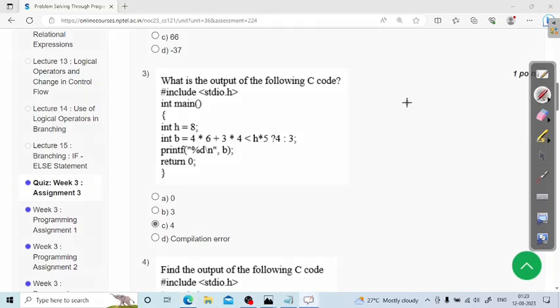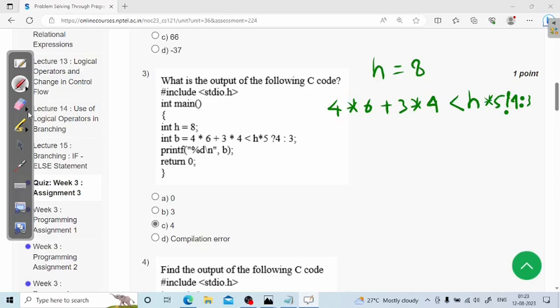Next question says, what is the output of the following code? Again we have the same situation. We have a variable h that is equivalent to 8, and we have an expression to solve out. So we'll write out the expression once more, that is 4 into 6 plus 3 into 4 less than h into 5, followed by question mark 4 colon 3.